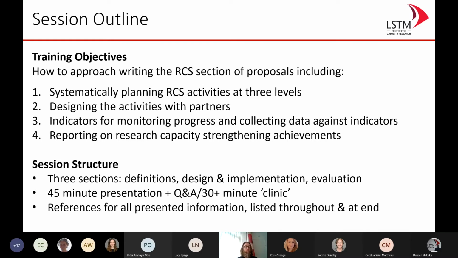I also want to note that references for all the information I'm about to present are listed throughout and indeed at the end of this presentation. So you don't need to scribble notes. Everything is publicly accessible, generally through publication.